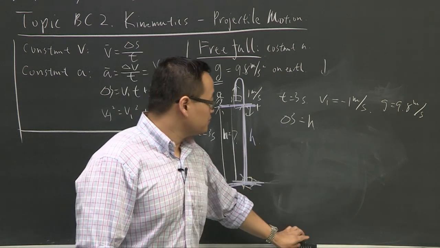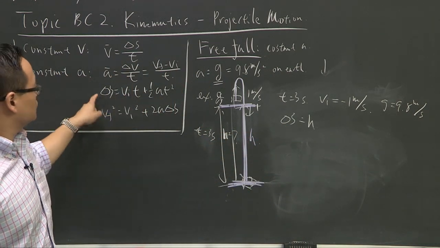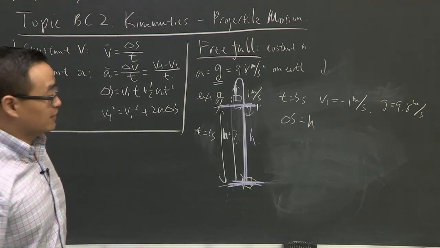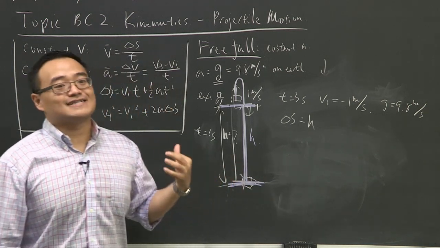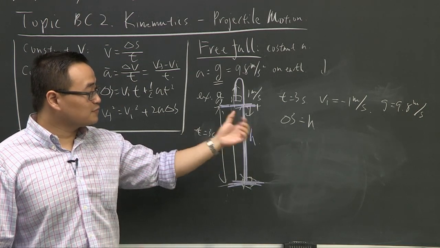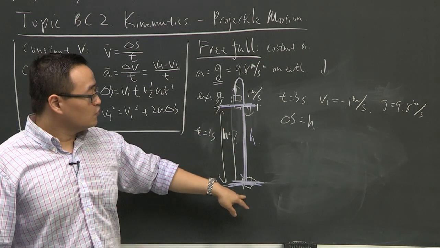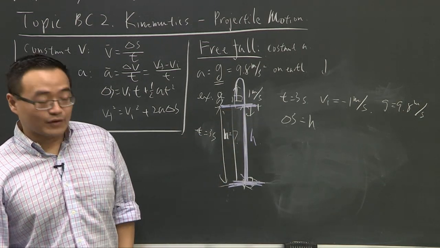Hence, we can simply use this equation again. Okay? That's the beauty of using displacement, because I don't care how the path of the box goes. I only care about where it starts, where it ends. That's my displacement. Okay, that's done.